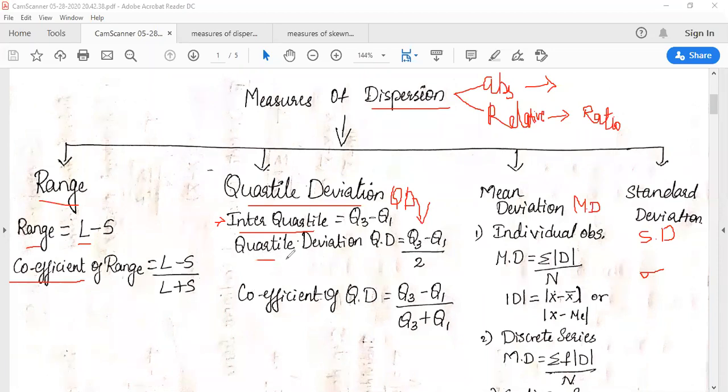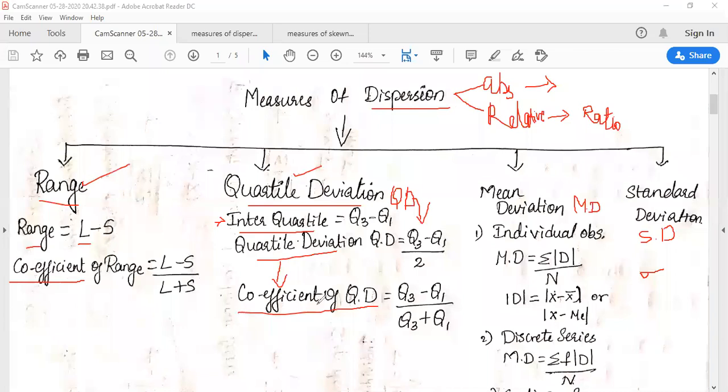Quartile deviation is an absolute measure. Its relative measure is coefficient of quartile deviation. The formula for coefficient of quartile deviation is Q3 minus Q1 divided by Q3 plus Q1. So the first measure of dispersion is range, and the second measure of dispersion is quartile deviation.